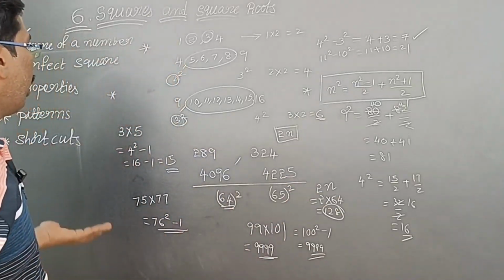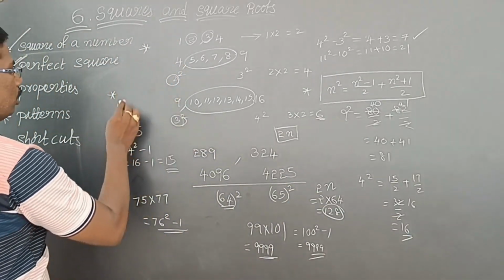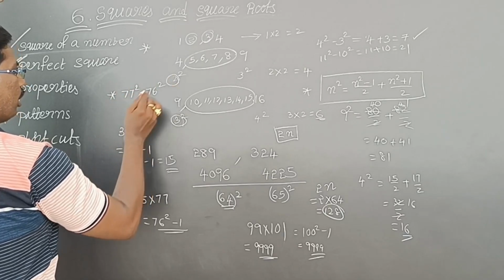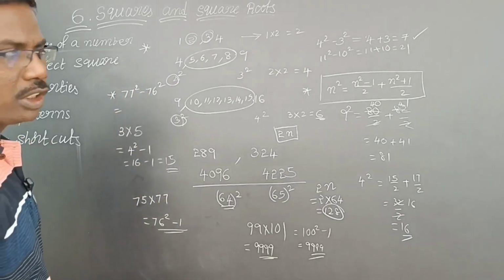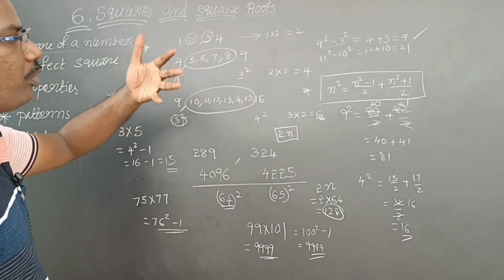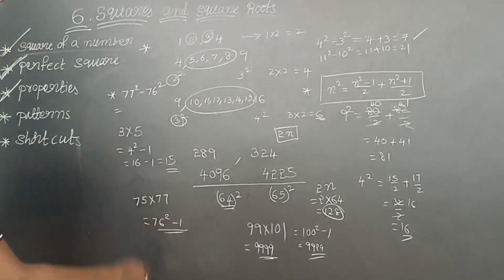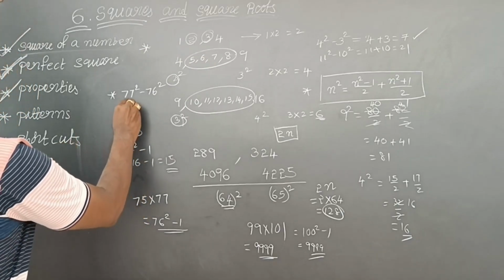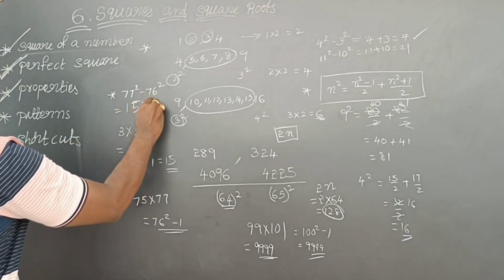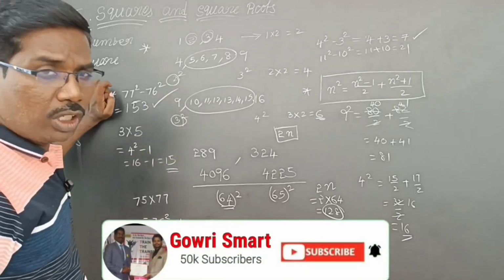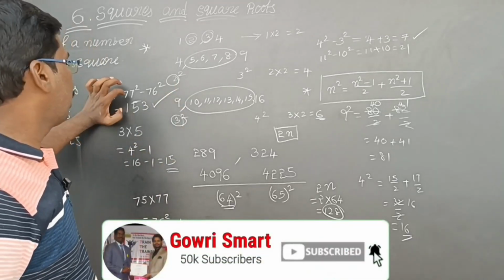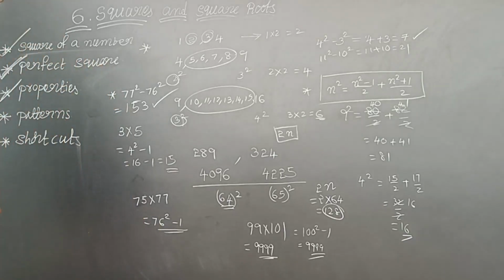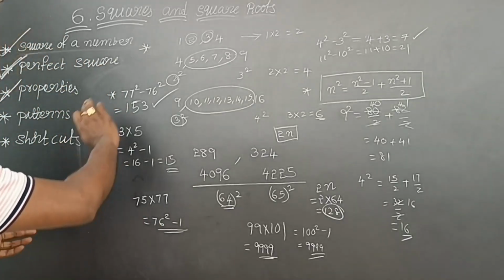If they give a very big number, see here, two consecutive numbers, 77 square minus 76 square. I don't know the squares of 77 and 76, but I know the property: the sum of the two given numbers, 77 plus 76, is 153. So 153 is the right answer. Without writing squares and without subtracting, we are writing the answer. Like that, we can write it so easily for any squares, using the property.